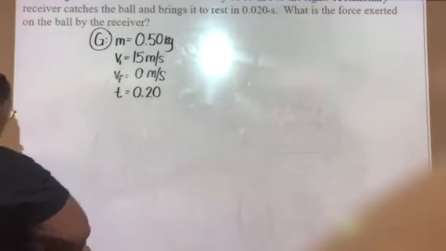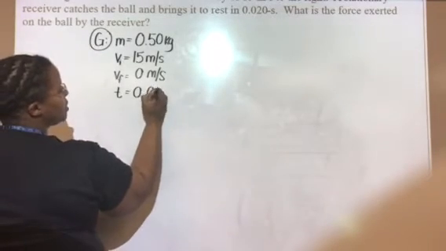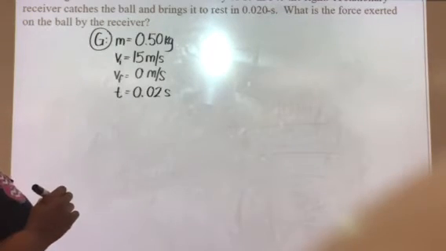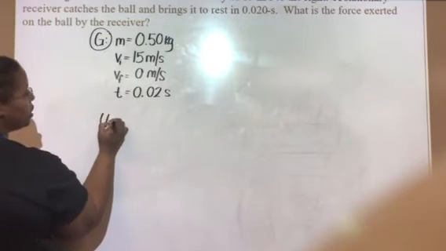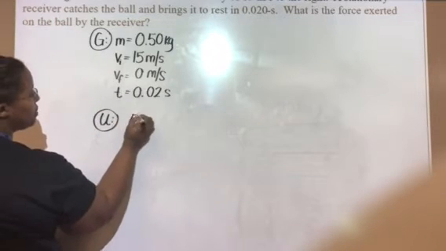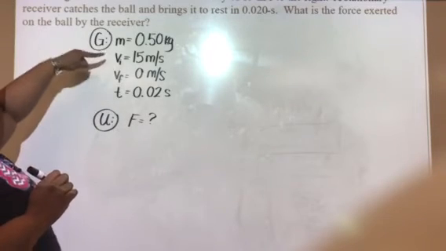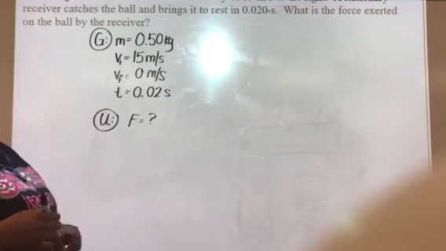Ooh, be careful on your numbers. I would have left a 0 out, which would have changed my place value and changed my answer in the end. What is the force exerted on the ball by the receiver? So your unknown is force. We've been given mass, your initial velocity, final velocity, and time.